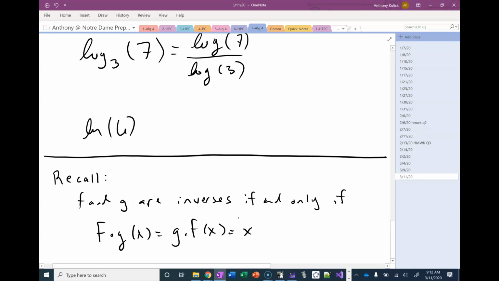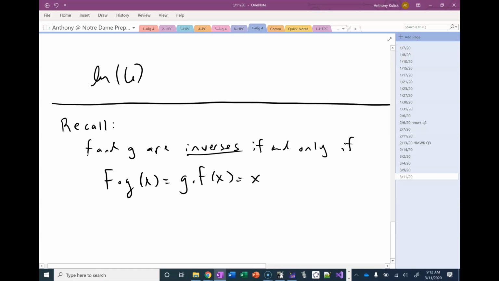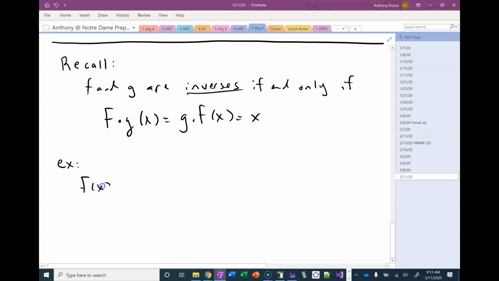So, yes, Eli. Sure. Remember yesterday we talked about inverses as part of our review before we started talking about logarithms. And we said our one definition for an inverse is that we can say f and g are inverses if and only if f compose g is equal to g compose f, which all give us x. So what I want to do is let's consider f of x to be the function b to the x, and g of x to be the function log base b of x.